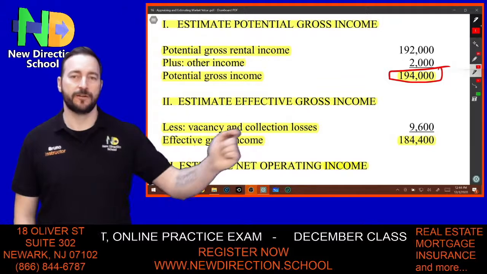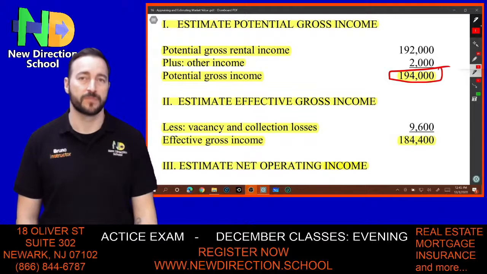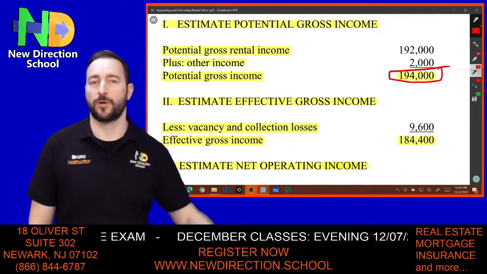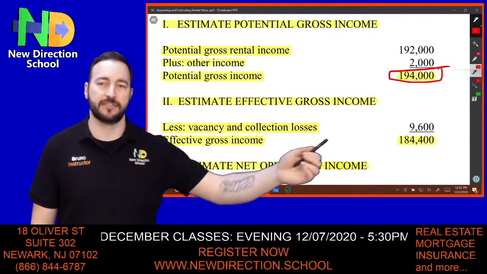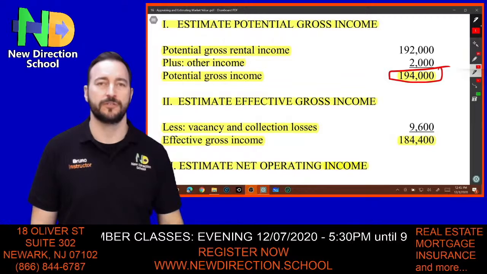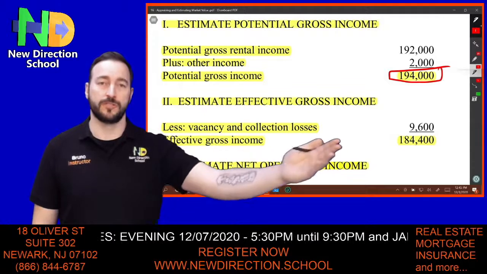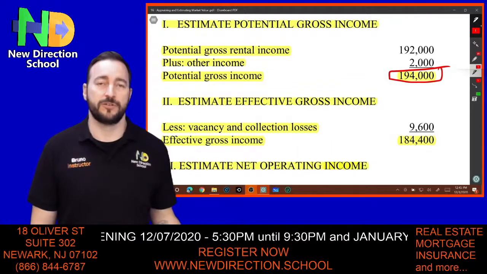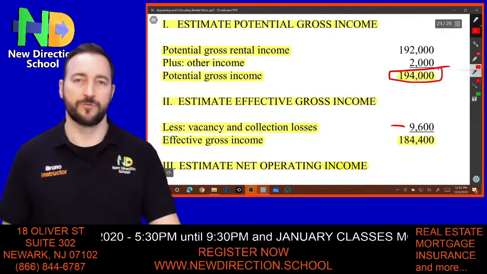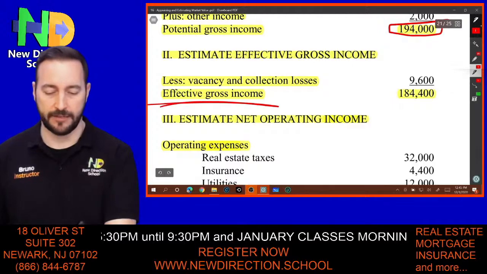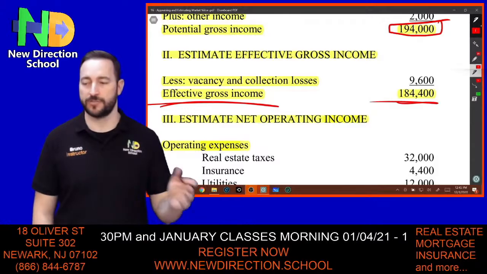That's step number two. We're going to figure out the effective gross income. Again, guys, they'll give you most of this information in the exam. So they'll tell you, well, it's worth 194, right? And we can expect 5% loss, or in this case, they gave you 9,600 as the loss. So they'll either give you a 5% loss, or they'll give you an actual number to work with. So step number two is to deduct the losses to reach the effective gross income. So the EGI is 184,400. That's the EGI, effective gross income.